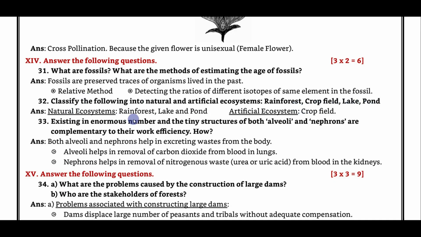Natural ecosystems are rainforest, lake and pond. Artificial is crop field.